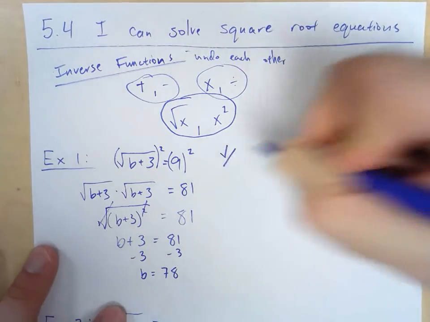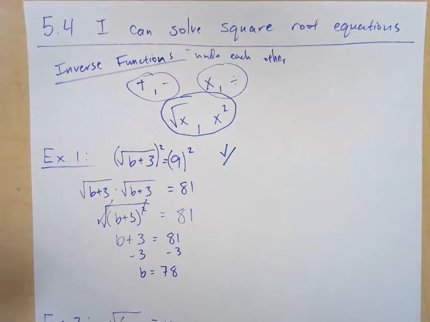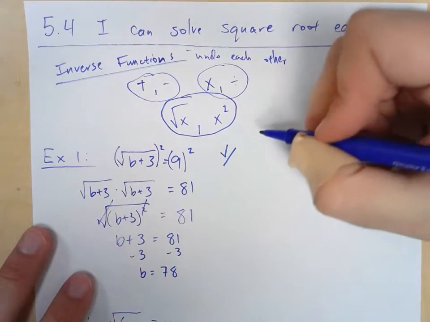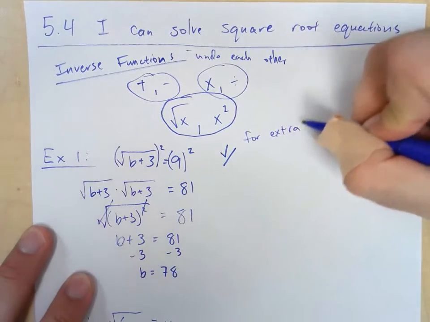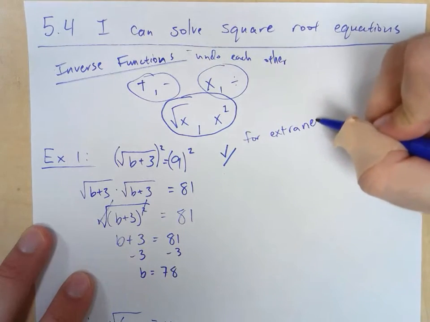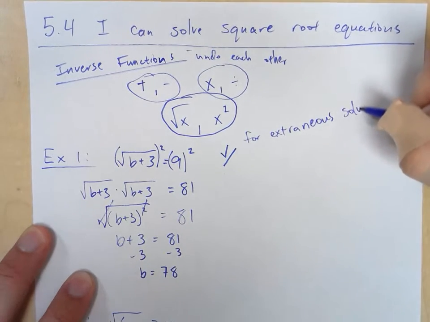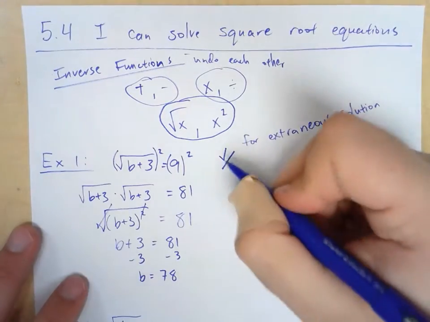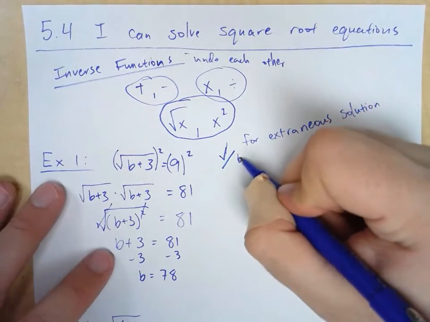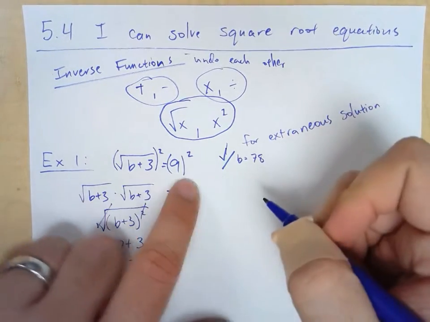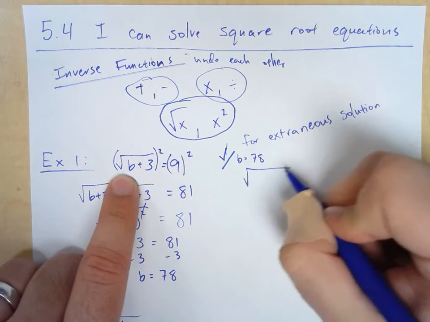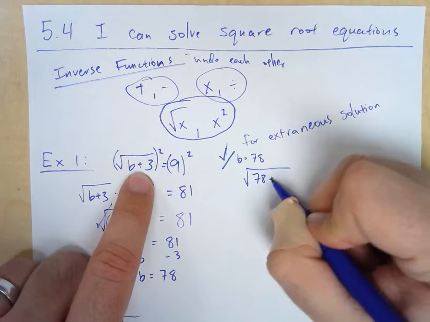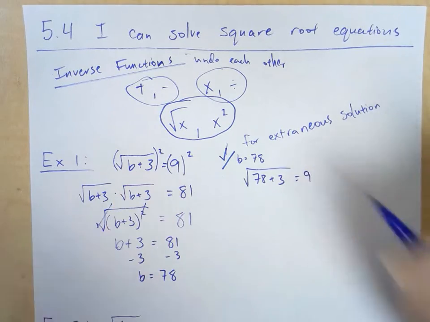Alright, this is not the last step. The last step, you need to check these solutions, because a lot of times you'll have what's called an extraneous solution. So you're going to check for extraneous solutions. I'm going to put a little check mark over here and say I'm checking b equals 78. So I go back to my original equation. Wherever there is a b, I'm going to put 78 instead. So square root of 78 plus 3 equals 9.